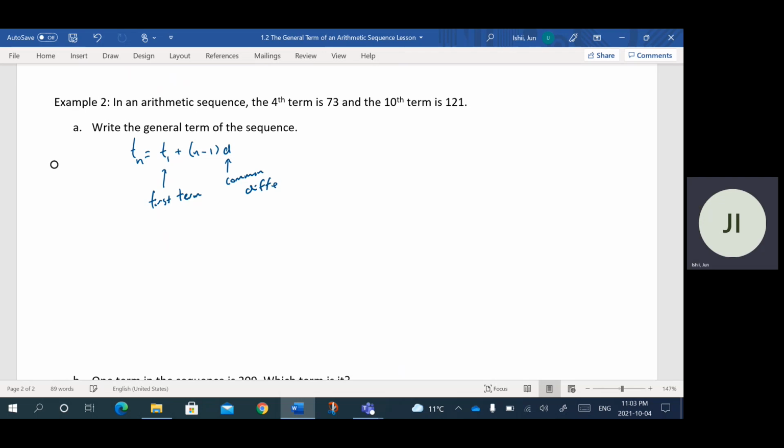Okay, so this question is kind of similar to one of the examples in the previous lesson. If I draw this out, I have 1, 2, 3. Now my 4th term is 73, and 5, 6, 7, 8, 9, and the 10th term is 121. So this is T4, and this is T10. The equation that I can get here is, to get from one point to the next, remember, I'm adding the common difference.